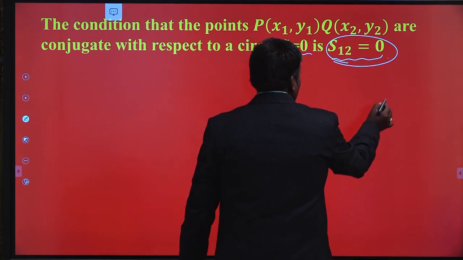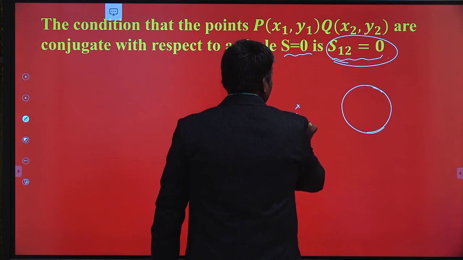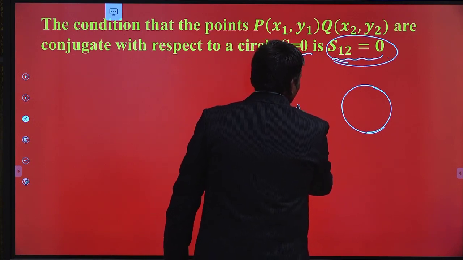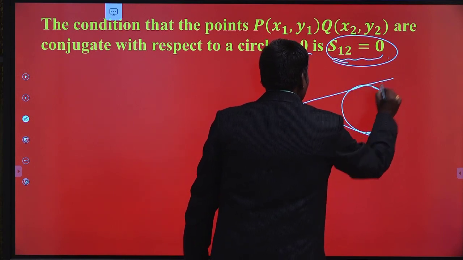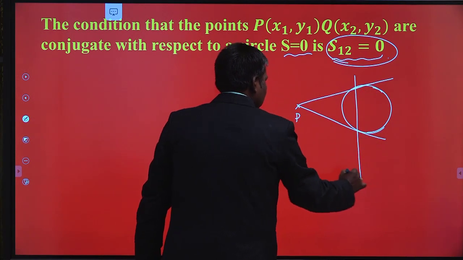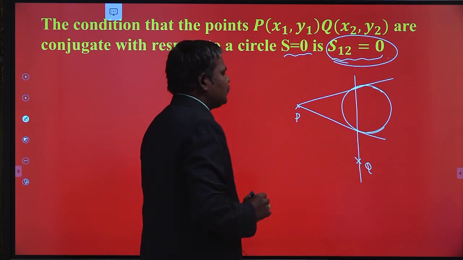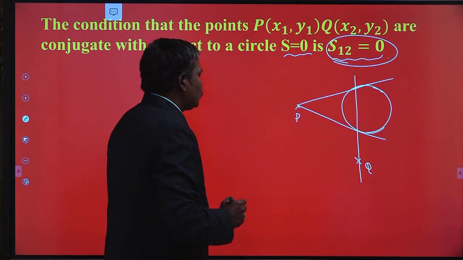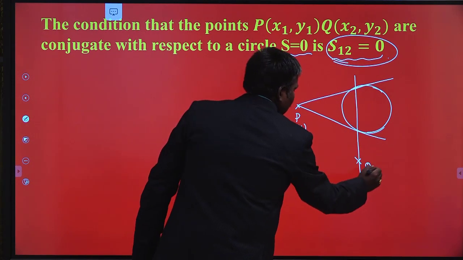Suppose this is the circle, this is my point P. I would like to write the polar of P. Since the point is outside of the circle, this is the chord of contact. If you take any point here itself, then these 2 points are conjugate with respect to the circle. So suppose the point is x1 comma y1 here, this is x2 comma y2.